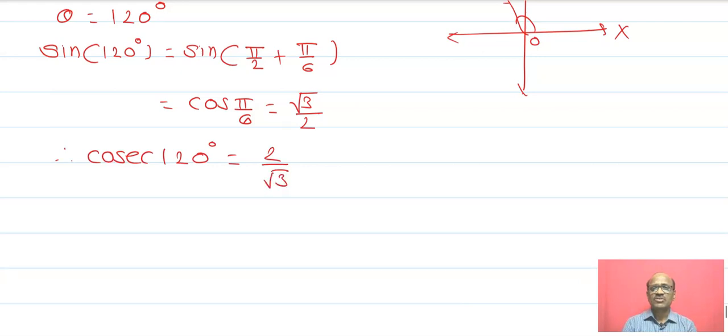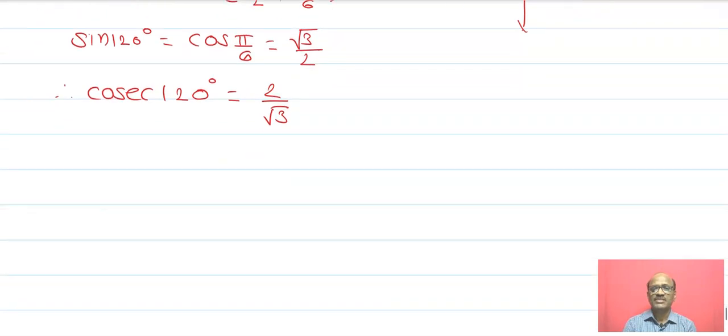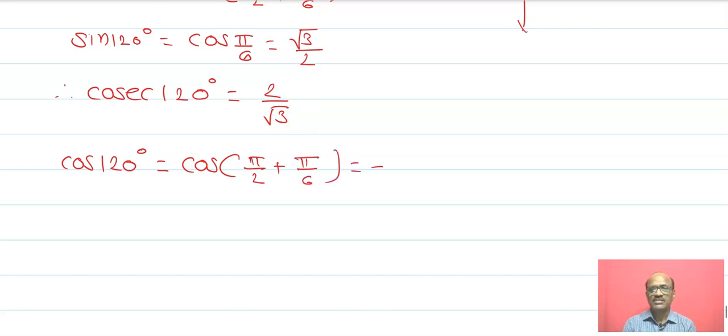Sin theta becomes cos of pi by 6. Therefore, what is the value of cos of pi by 6? It's root 3 upon 2. Therefore, cosec 120 is 2 upon root 3. Cos of 120 is equal to cos of pi by 2 plus pi by 6. That is minus sine of pi by 6, and that is minus 1 upon 2.